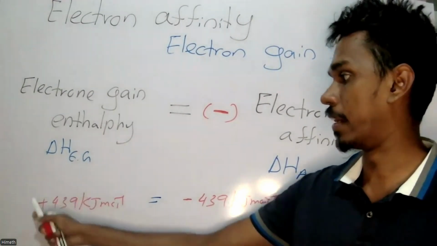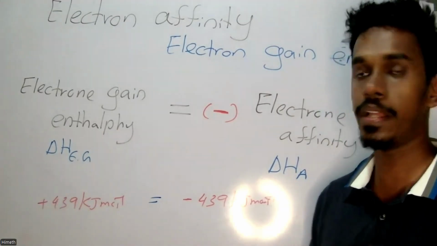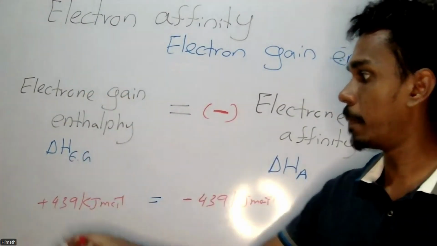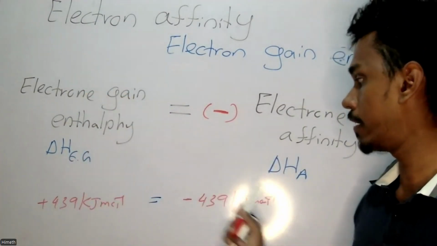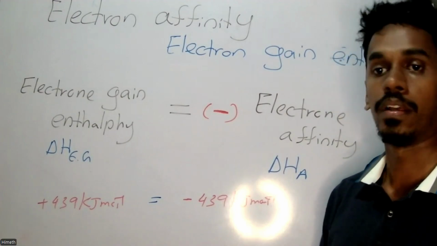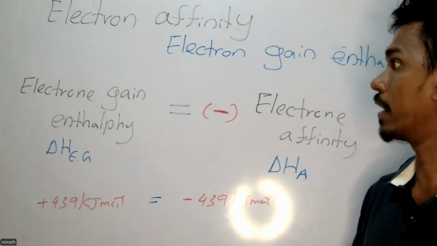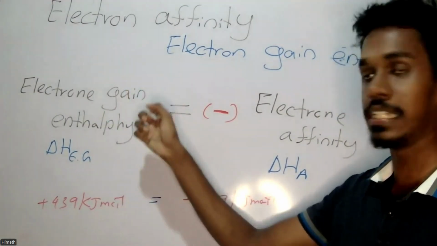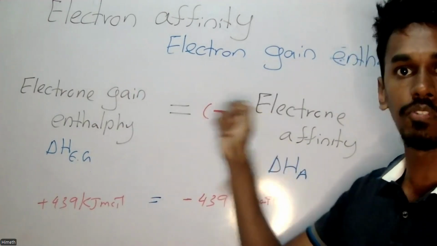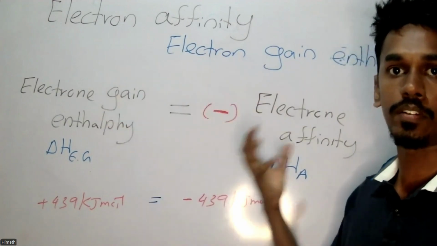If the electron gain enthalpy has a positive sign, then electron affinity will have a negative sign. If the electron gain enthalpy is negative, then electron affinity will be positive. So that is the connection between these two. So we can't say that electron gain enthalpy is always equal to the electron affinity. It is not equal to the electron affinity. It is equal to the negative sign of the electron affinity.